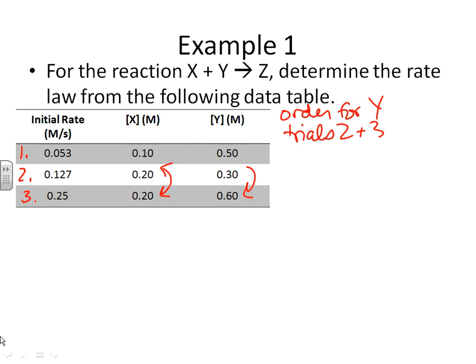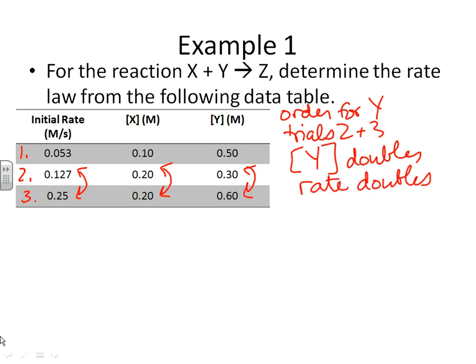Looking at everything going on between trials 2 and 3, the concentration of the y doubles when we go from 2 to 3, right, 0.3 to 0.6 molar. The rate doubles, 0.127 to 0.25. I mean, that's a doubling. It's not a perfect doubling, but that's pretty darn close. That's close enough for us. Rate doubles, so it's first order in y.